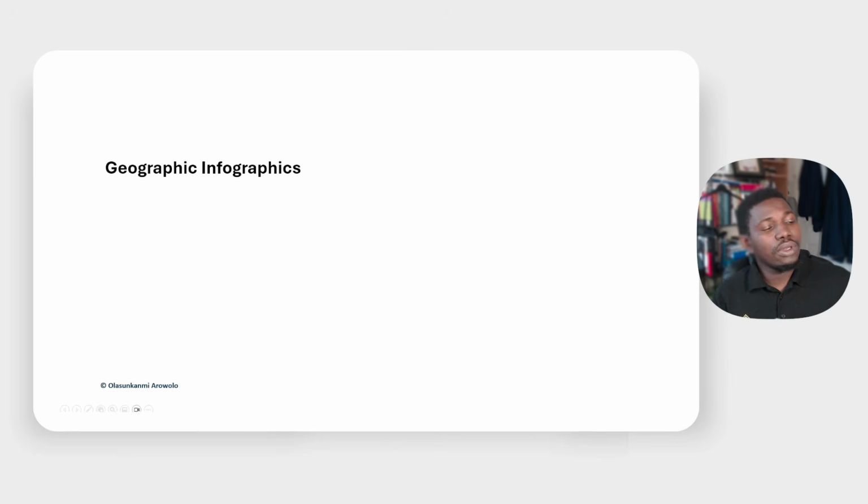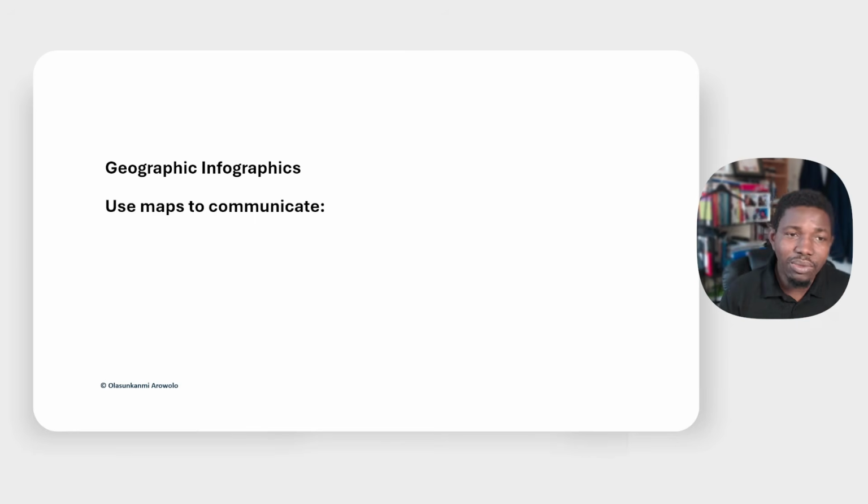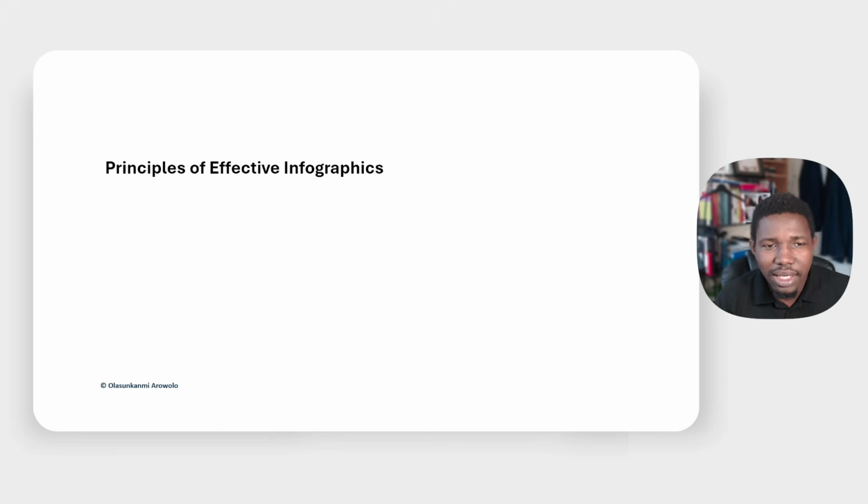Okay. Now we have geographical infographics. How is it used? Geographical infographics is used to communicate location, distribution. When there is, for example, a disease spread over a certain period of time, you can use that. Flood risk, you can use that. Distribution, regional patterns, and we have the principles of effective infographics.